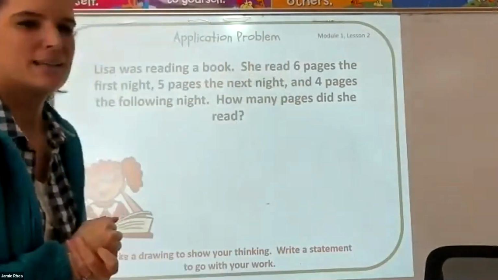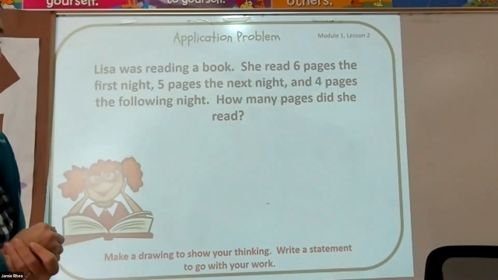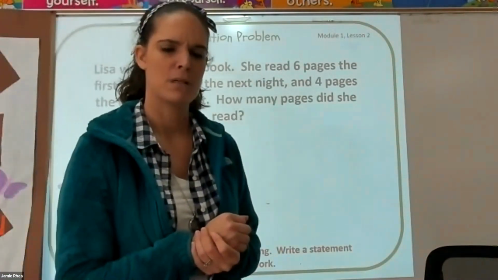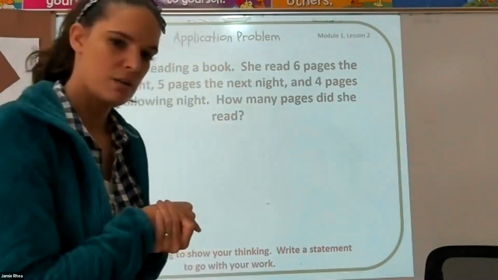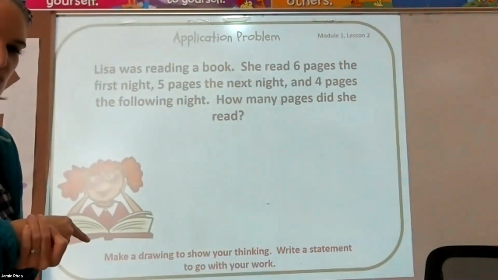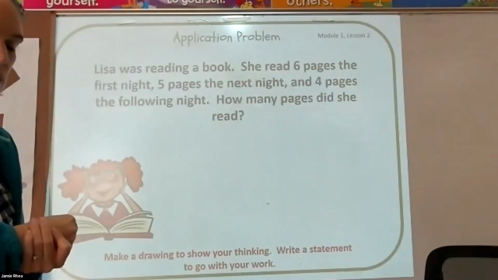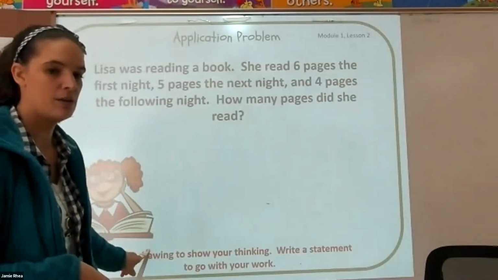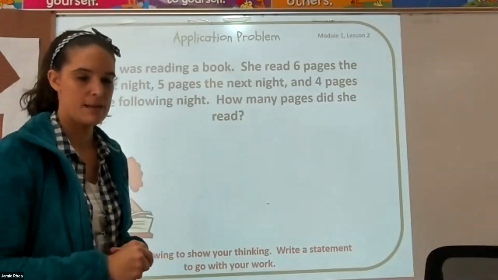Okay, here we go. Lisa was reading a book. She read 6 pages the first night, 5 pages the next night, and 4 pages the following night. How many pages did she read? Does it tell us what we have to do? Not up here, but look, there's more. Make a drawing to show your thinking. Write a statement to go with your work. Here's what we have to do. We have to write or draw a picture and we have to write a statement, okay?